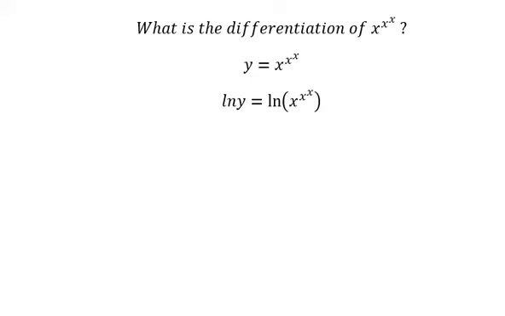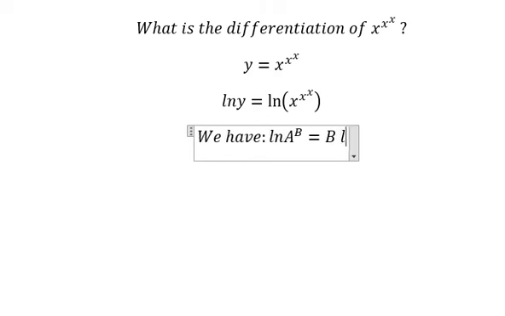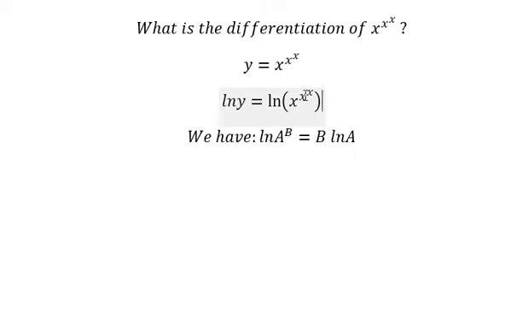Next, we have the formula in here: ln a to the power of b equals b ln a. So we know that capital A is s, capital B is s to the power of s. So we need to transform this one into this one.